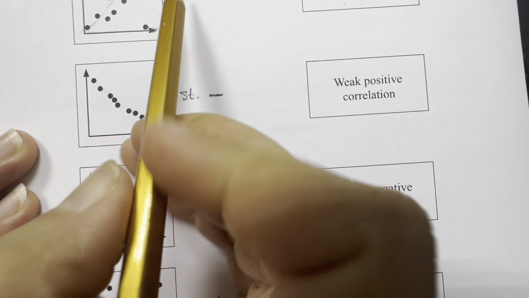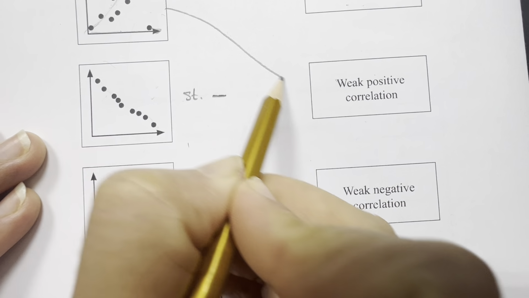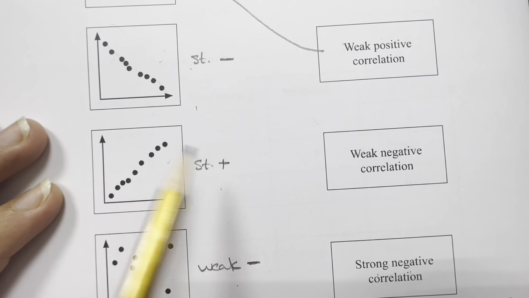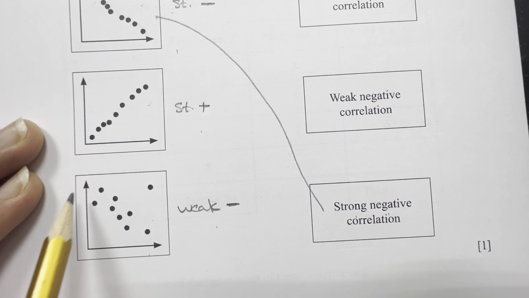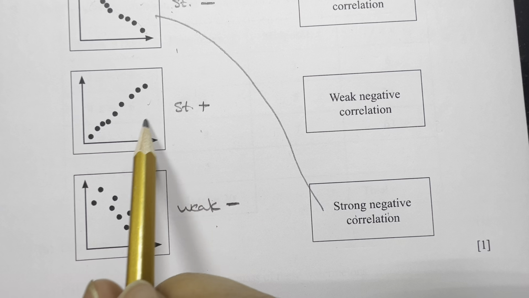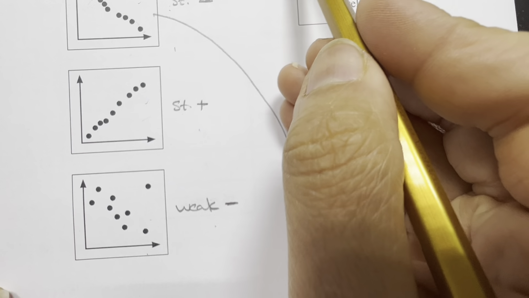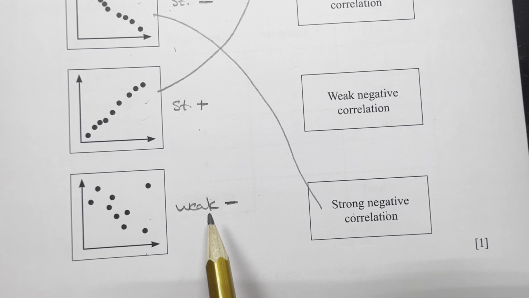And here this is what? Negative. So here positive weak, I'm going to join this. Then strong negative, I'm going to join it by this. Then here strong positive, and this weak negative.